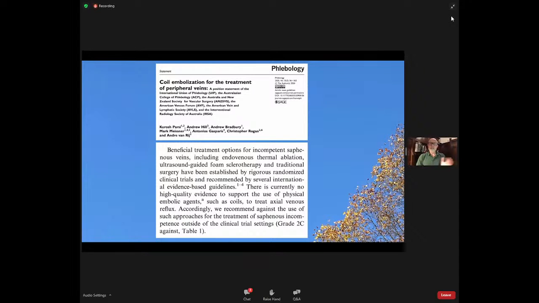This seems like a little bit of a side branch or side discussion, but I do think it's relevant in my and our center's selection of the embolic agent that we choose. And this is a recent statement by multiple vascular and phlebology colleges with regard to greater saphenous vein occlusion. They're quite clear to say that there's no high quality evidence to support physical embolic agents.